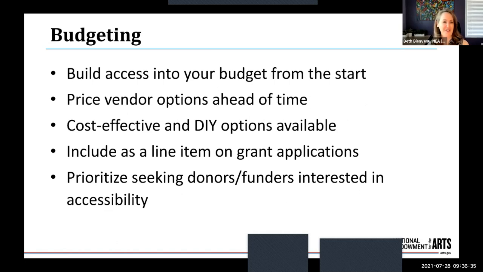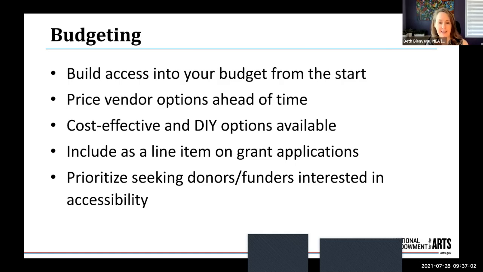So how do we pay for this? You need to make sure that you build access into your budget from the start. Don't leave it as an afterthought, because it can be very expensive to add it at the last minute, or you may not have it in your budget. So put it in your budget, put it in your grant application. Price out the vendor options ahead of time, and also ask your vendors what their deadline is for requesting it, so that you know when to give the deadline to your audience.